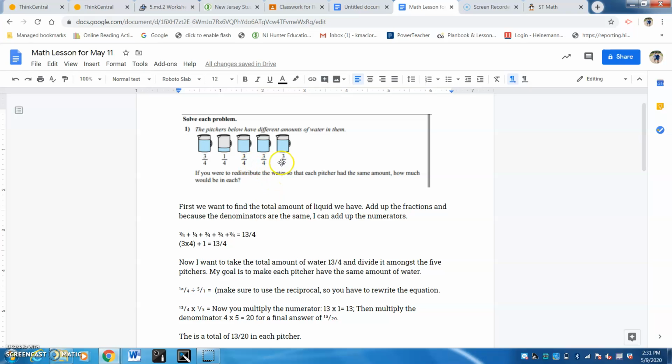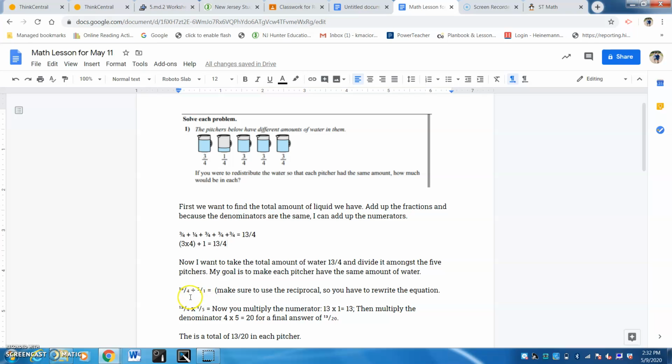Now, after I find the total amount of water, which is 13/4, I want to take that total amount of water and divide it amongst the 5 pitchers. So now that I have all of this water, I'm going to make each pitcher equal. And I have 5 pitchers. I have 1, 2, 3, 4, 5. Okay? So here I have my 13/4, and I'm going to divide them by 5. And you know when we're working with fractions, how do I make a whole number a fraction?